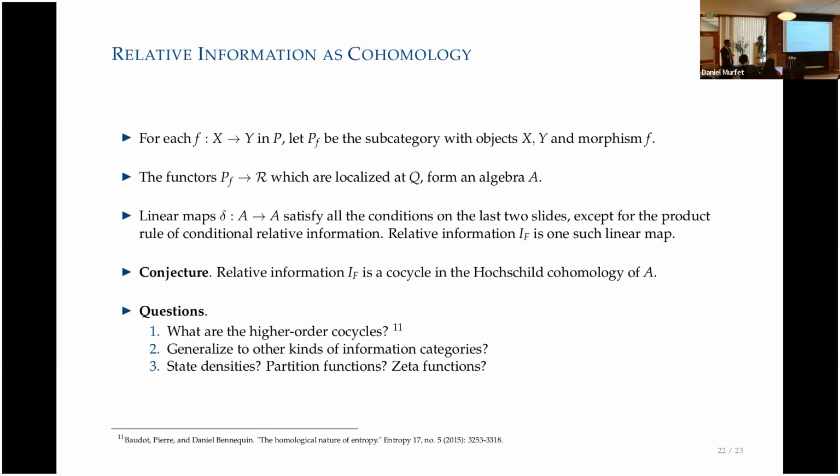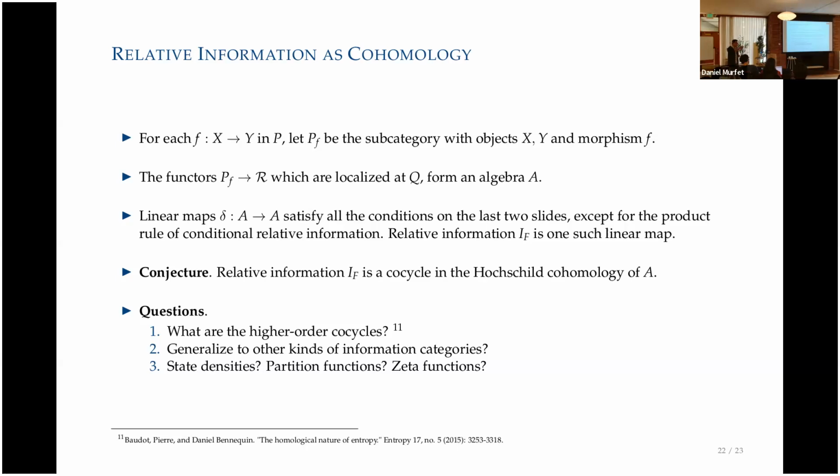I won't unpack this too much, but if you're interested, I can go through it with you later. So my questions are: what are the higher order cocycles of this cohomology? Can we generalize this to other kinds of information categories like quantum categories? And lastly, what are the state densities, the Fourier transforms, the zeta functions, the Mellin transforms in this case? I think that will be very interesting to look at as well.